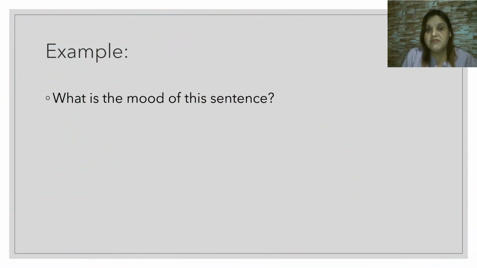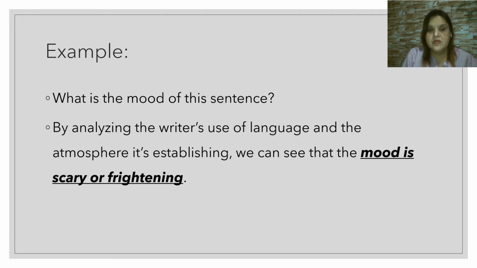So what is the mood of the given sentence? By analyzing the writer's use of language and the atmosphere it's establishing, we can see that the mood is scary or frightening. Why is it scary? Let's go back to the words being used by the author: huddled, clutching, tattered, shaking convulsively, feverishly, and the word danger. These words tell us that the mood of the sentence is scary or frightening.